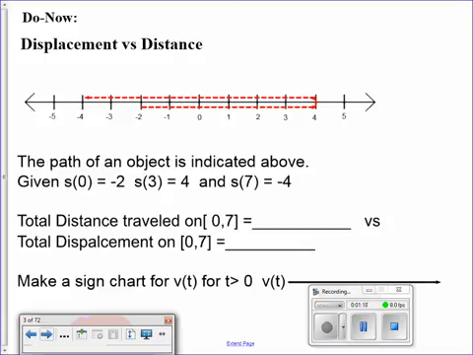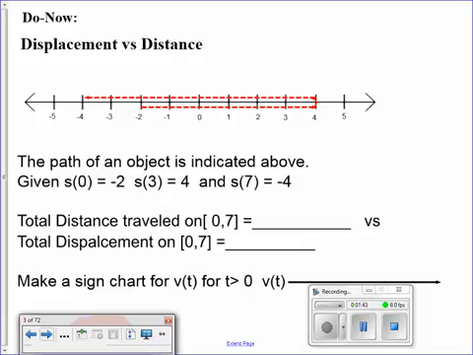Okay, so for the do now today, you're given the path. The path of an object is indicated; at time 0, its position is -2 on the number line. In calculus, in this class, we only consider motion along a line. It goes back and forth on a horizontal line or up and down on a vertical line. It's not going off into space.